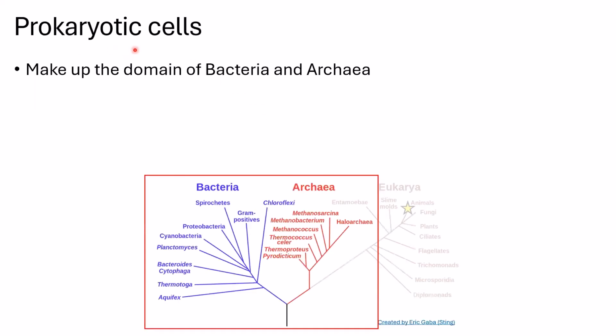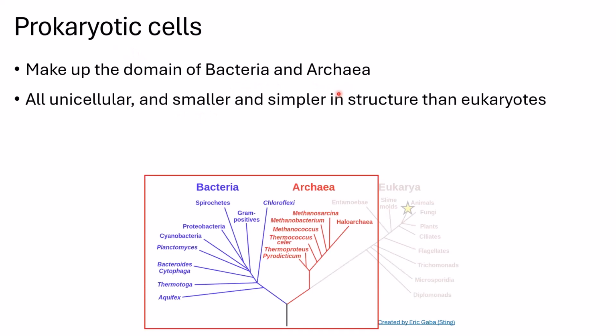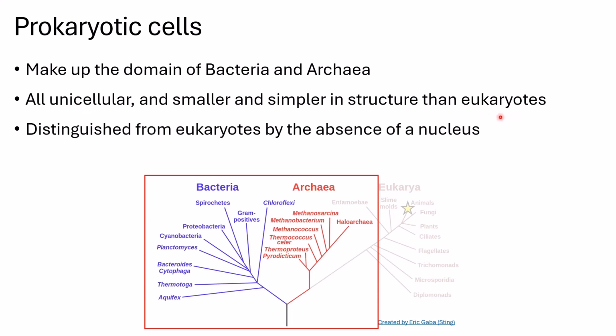Prokaryotic cells include organisms in both the bacteria and archaea domain. They are always unicellular and are generally smaller and simpler in structure when compared to eukaryotes. They are distinguished by having DNA in a nucleoid region, instead of enclosed in a nucleus that separates the DNA from the rest of the cell. For this reason, prokaryotic cells are able to replicate their DNA and divide much more quickly.